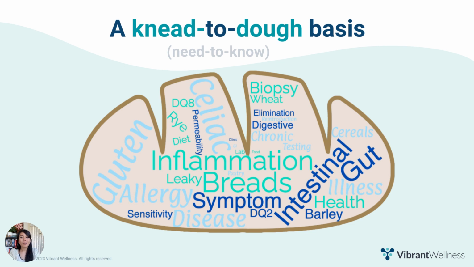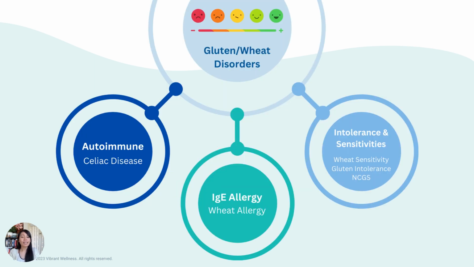On a more serious note, when we're talking about wheat and gluten disorders, there are so many buzzwords used to describe the various wheat and gluten conditions, and sometimes people will unintentionally use the wrong ones. So let's clear up the basics and learn which ones we need to know. Let's begin with the main types of pathways. We have autoimmunity, allergies, and intolerances and sensitivities.